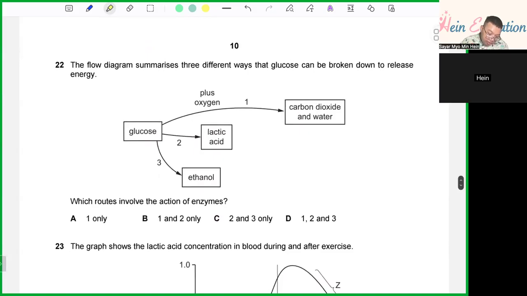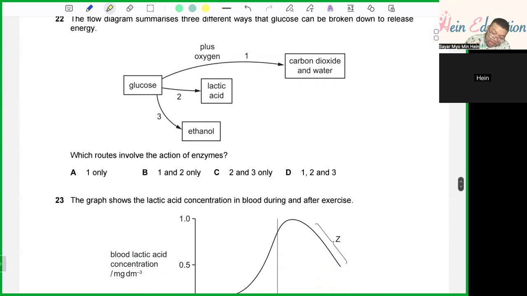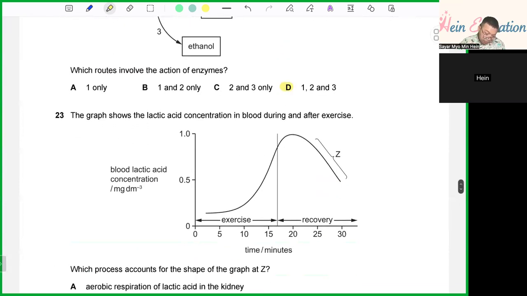The flow diagram shows how glucose can be broken down. Okay, so number 1 is aerobic respiration, 2 is anaerobic, 3 is also anaerobic. Which route involves the actions of enzymes? So all the respiration reactions require enzymes. So the answer is D, right? Because every part of respiration requires enzymes.